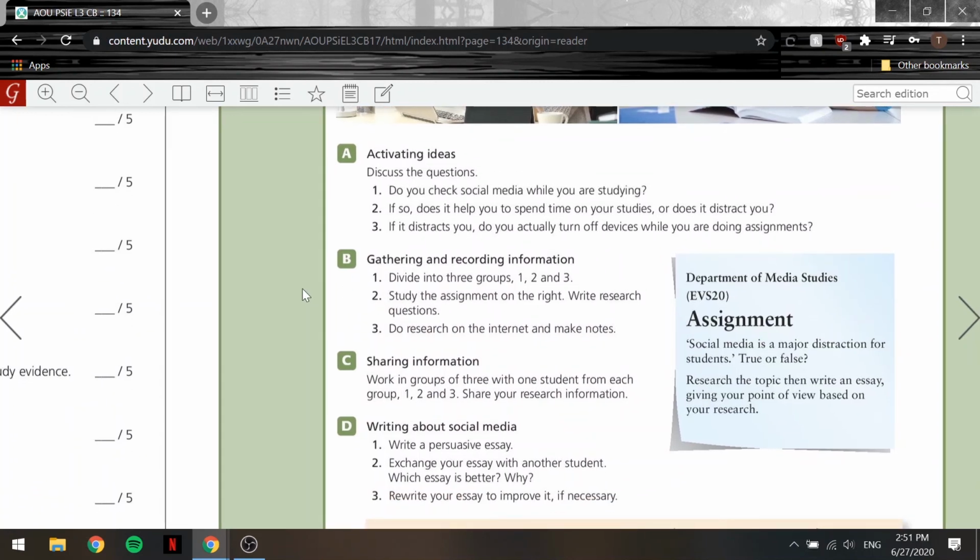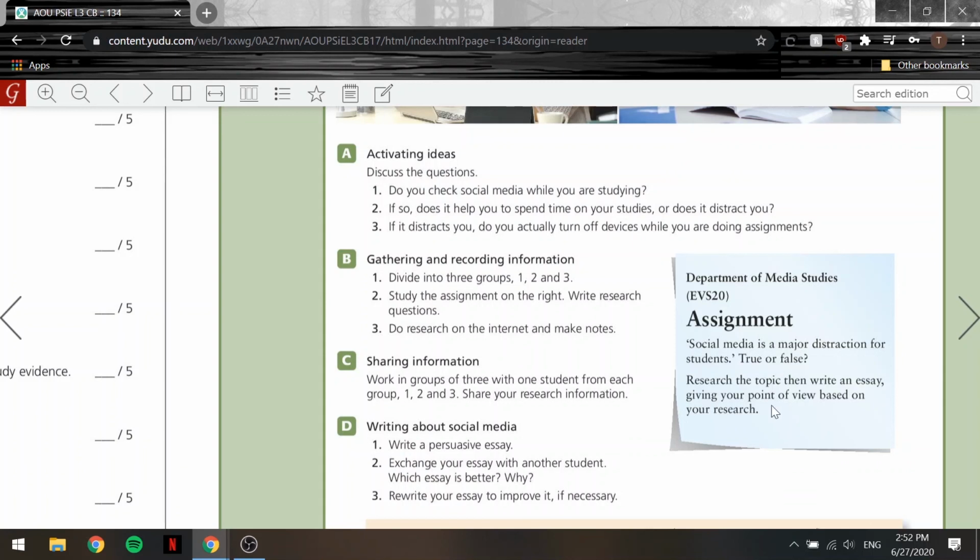Gathering and recording information. Divide into 3 groups. Study the assignment on the right and write research questions, and then do research on the internet. So it looks like we're going to be doing another persuasive essay here. Assignment: Social media is a major distraction for students. True or false? For me, I'd say this is true. I actually agree with this one right here.